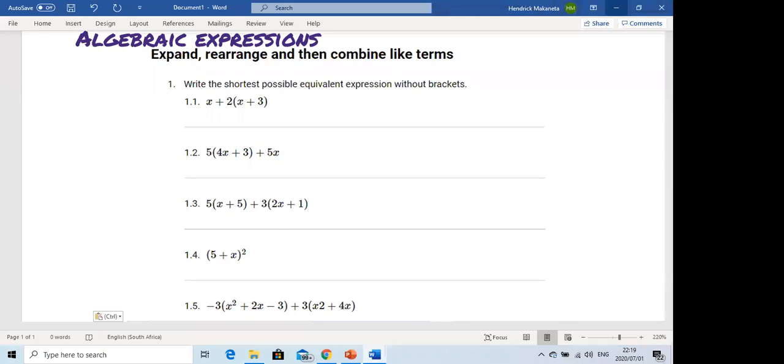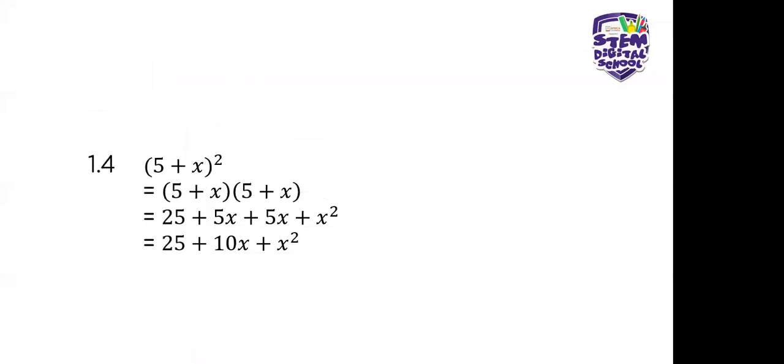Natalie, I see you say you don't understand 1.4. I'm just going to go back to 1.4. Right, Natalie, I know that 5 plus x all squared looks more simplified than the final answer that we have now. I'm just going to explain it again so that this time you can understand.